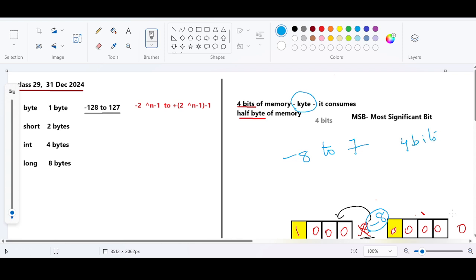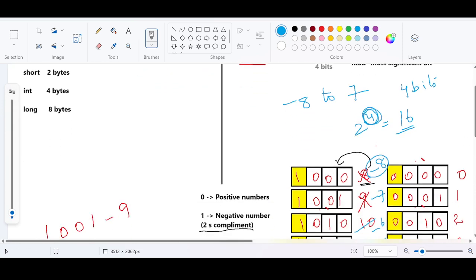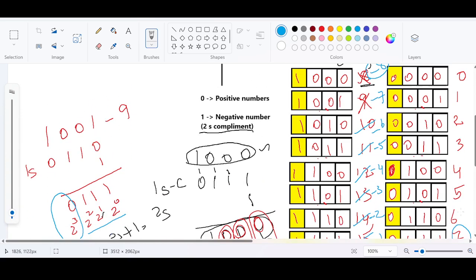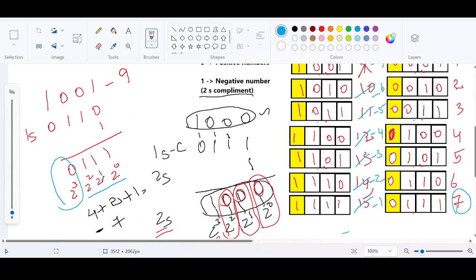For 4 bits, what are the possible combinations? You can just do 2 to the power of 4. 2 to the power of 4 is going to give what? 16, right? This 4 is representing bits. If you see, there are 16 combinations from minus 8 to positive 7. There are 16 possible combinations. Yes or no?